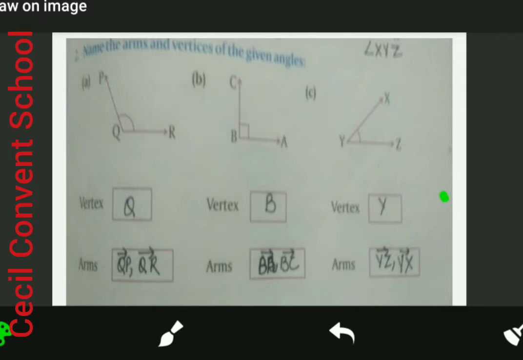Now C part. First is YZ and YX. Clear? So this one question you also do in your book. Now students, we do question number 3. Question number 3, we have to write down the points, interior and exterior.